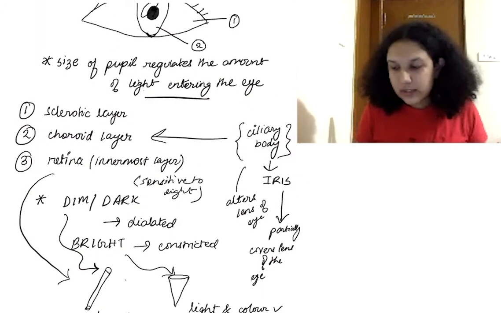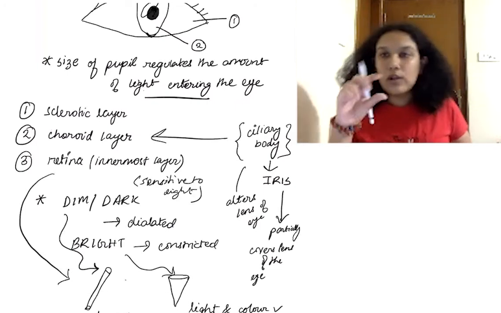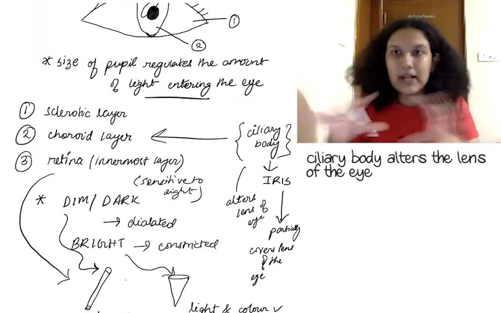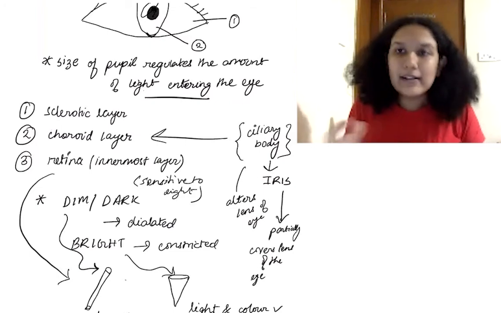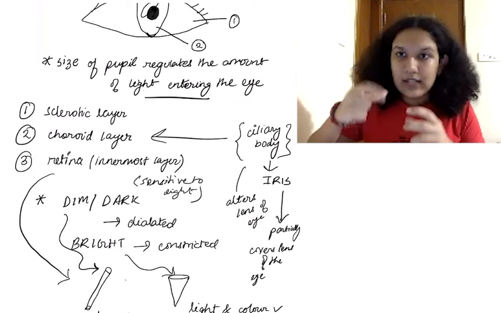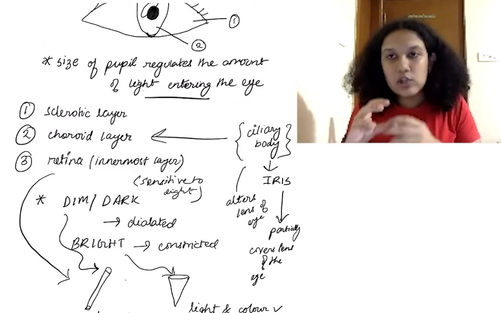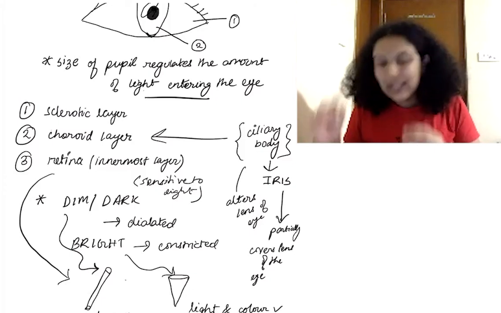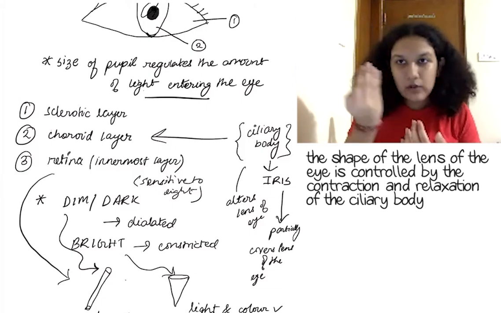Okay, now we talk about the ciliary body for a bit. The ciliary body essentially is what alters the lens of the eye, which is what you saw in the simulation or the diagram that I was showing you right in the beginning. Now, when we go for a cataract operation, for that matter, what portion of the eye is the doctor operating? It's the lens of the eye, and the shape of that lens is essentially controlled by the contraction and the relaxation of the muscles in the ciliary body. And the iris essentially partially covers the lens of the eye.